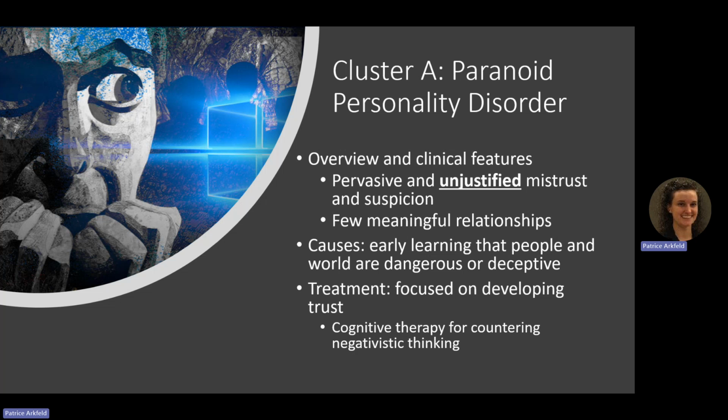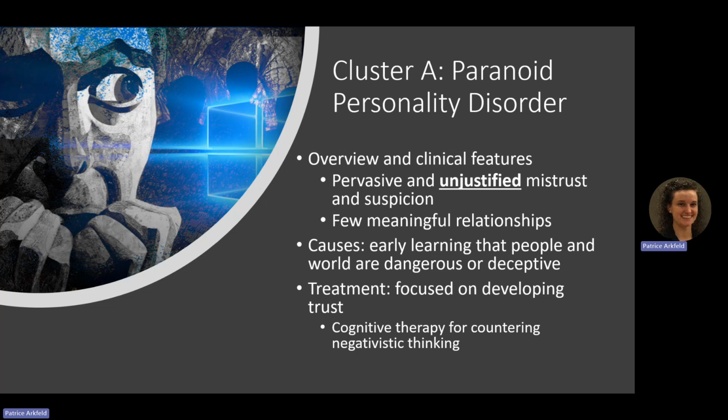Folks who have paranoid personality disorder tend to have very few meaningful relationships with others. Part of that is because they're extremely sensitive to criticism. They take what other people say very literally, and they also take more neutral things that people say and put a negative or paranoid spin on them. So they're extremely sensitive to the criticism of others, which makes it hard for them to maintain relationships.